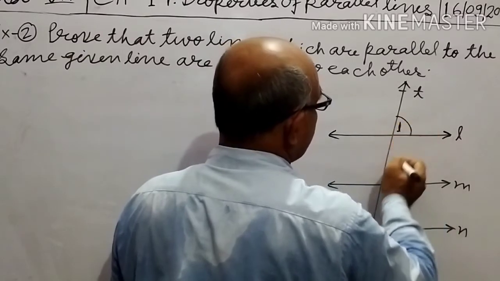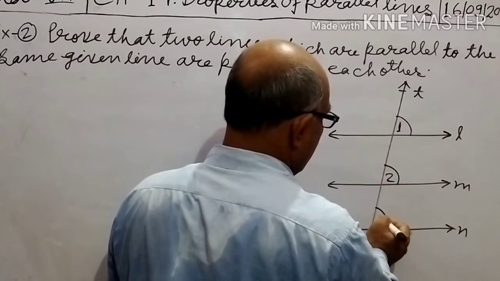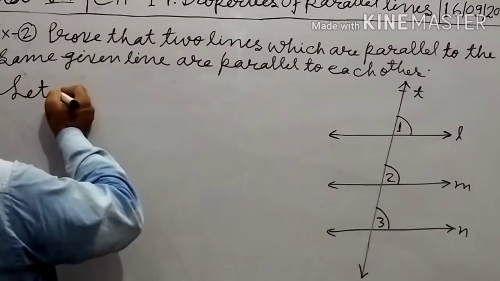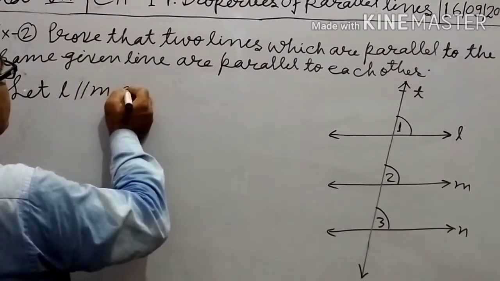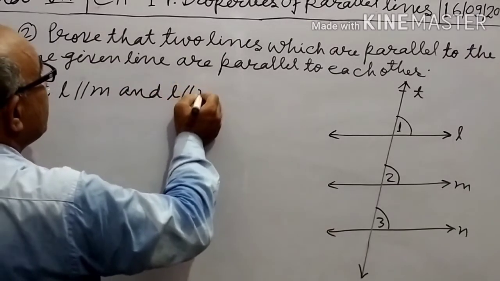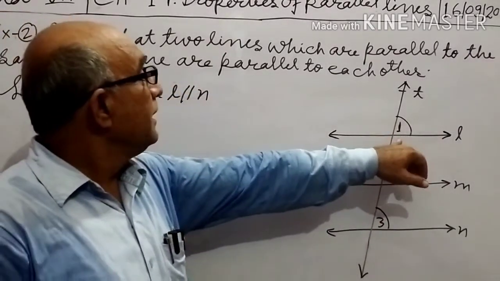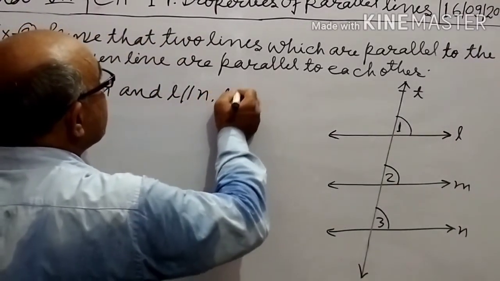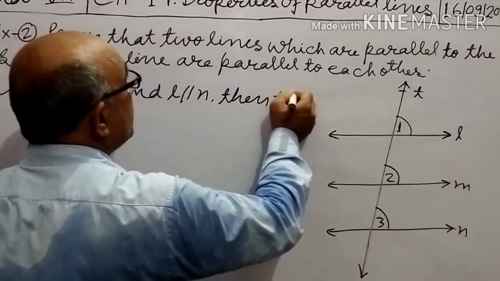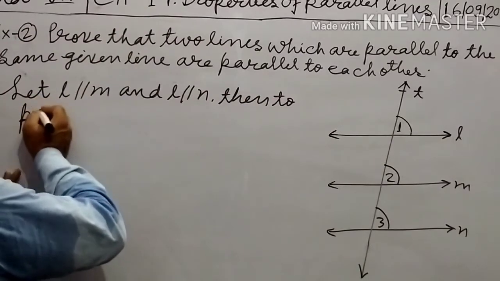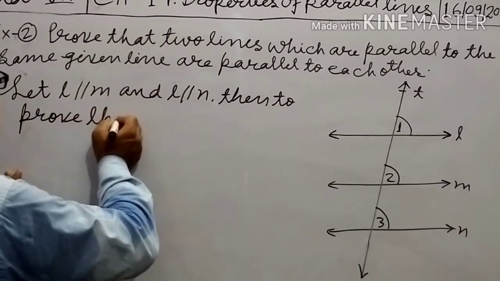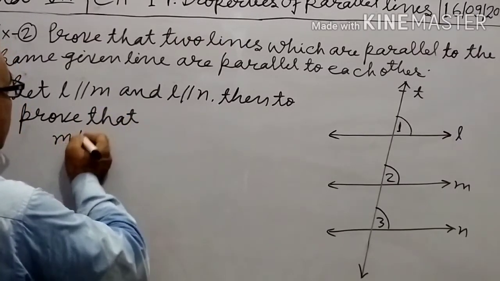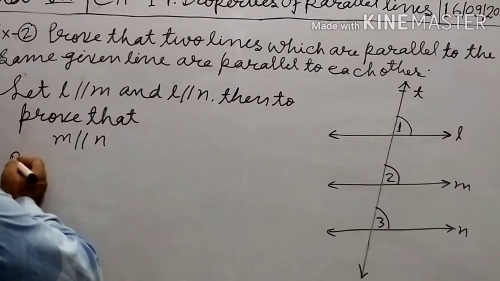Here angle 1, 2, angle 3. Students, let L parallel M and L parallel N. Then to prove that M parallel N. So proof.